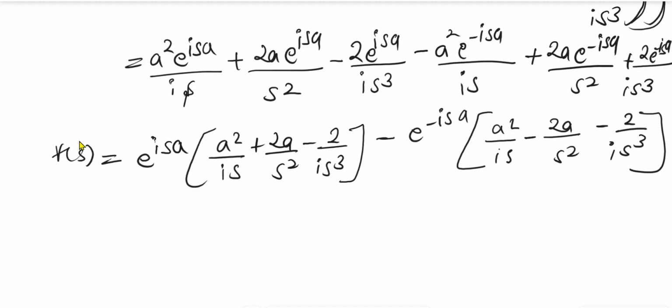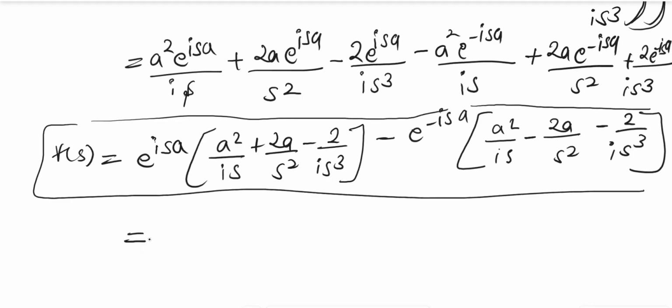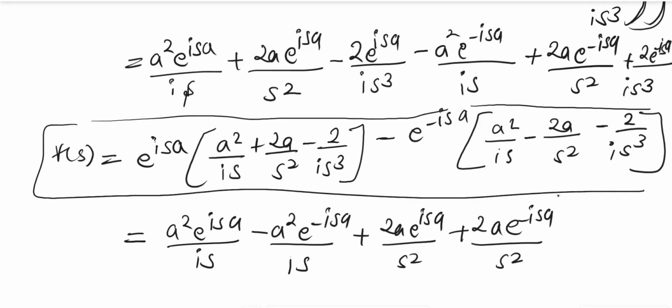Now f of s can be in this form, and we can simplify it further, in which we take the terms common with the same denominator. So we can also write it as: a square e raised to the power iota sa divided by iota s minus a square e raised to the power minus iota sa divided by iota s plus 2a e raised to the power iota sa divided by s square plus 2a e raised to the power minus iota sa divided by s square minus 2 e raised to the power iota sa divided by iota s cube.